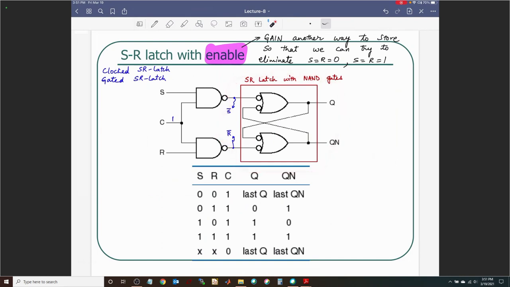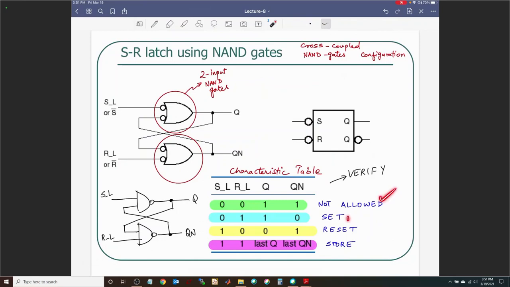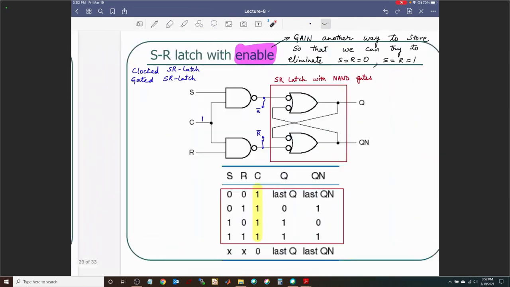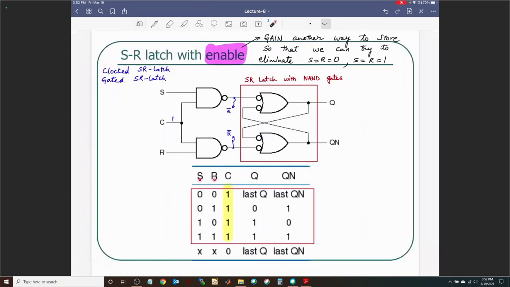When does it happen this way? When C is 1. So when C is 1, we are here, right? Let me highlight this. All of those cases, C is 1. When C is held high, you exactly have the same characteristic table as you did before. Not allowed, set, reset, store. Over here, because we have S and R both as active high, it is going to be store, reset, set, not allowed. So when C is 1, that is exactly like what we had for the SR latch. So this was store, this was reset, this was set, this was not allowed.